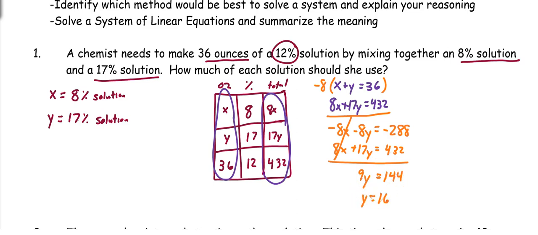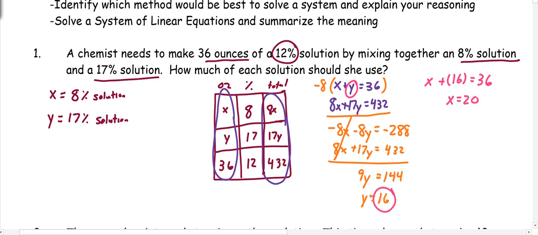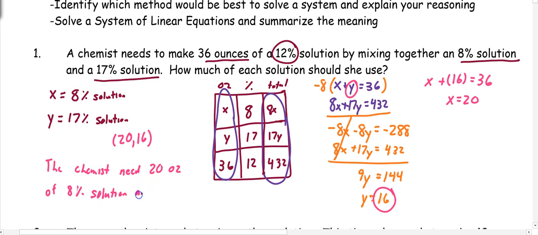Once we know y is 16, we need to go back and get our other variable. So I'm going to substitute 16 in for y. I have x plus 16 equals 36. We can subtract 16 from both sides, so x is 20. Our ordered pair is 20, 16, which means the chemist needs 20 ounces (oz) of the 8% solution and 16 ounces of the 17% solution.